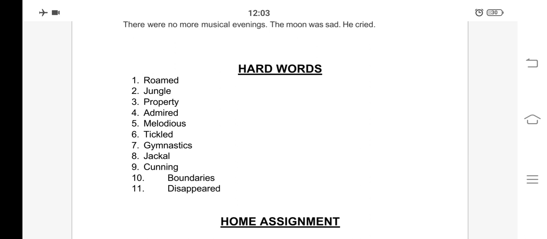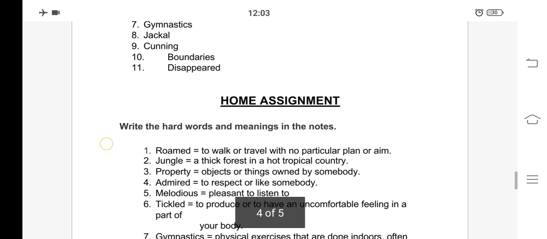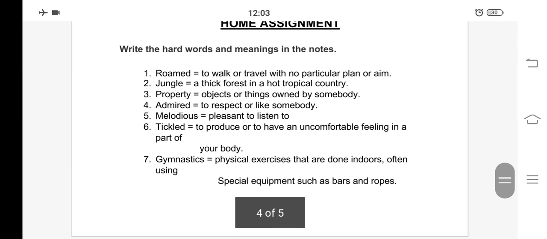Students, I want you to write these hard words in your notes and learn the spellings of these words. And your home assignment is to write the hard words and meanings in your notes. I have given you the meanings for the above hard words. You have to write them in your notebook and learn the meanings and also learn the spellings of the given words.